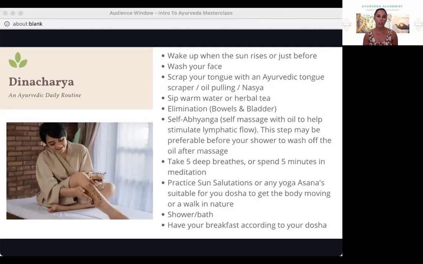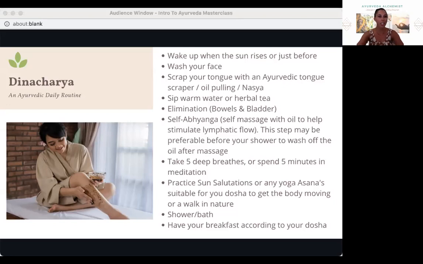Nasya or oil pulling. So nasya is the application of oil up the nose and then inhaling the oil. It really clears the mind and the senses. It's so good for people who start off having a busy day, so they just need the 5 minutes. I always recommend washing the face, doing literally only 2 minutes of breath work and then some nasya, because it really stimulates the mind. So if you're suffering from a lack of mental clarity, having brain fog, then nasya is a really good one. Sip some warm water or herbal tea, and then you want to eliminate your bowels and bladder.